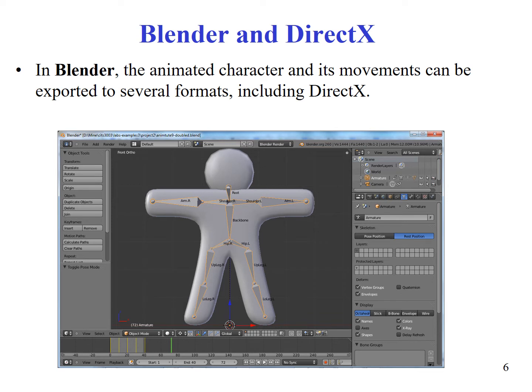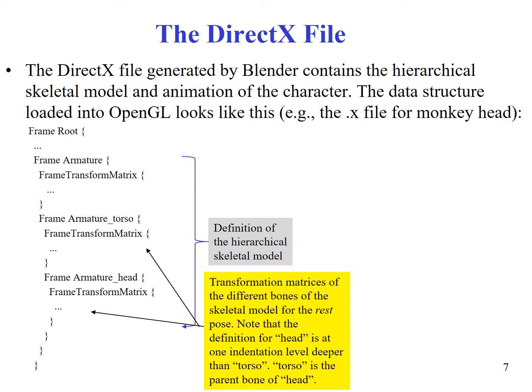So in Blender, the animated character and its movement can be exported to several formats such as DirectX. You can also save them in the Blender native format, which is .blend, or the DirectX format which is .x. In your project part 2, you have exported them in the .x format, which can be read using the ASSIMP library. The DirectX file generated by Blender contains the hierarchical skeletal model and animation of the character. The data structure loaded onto OpenGL looks like this.